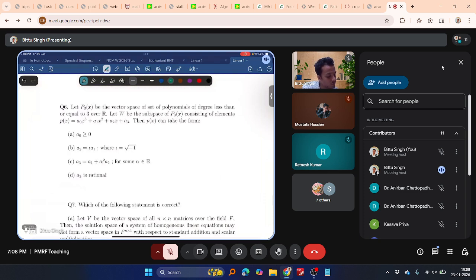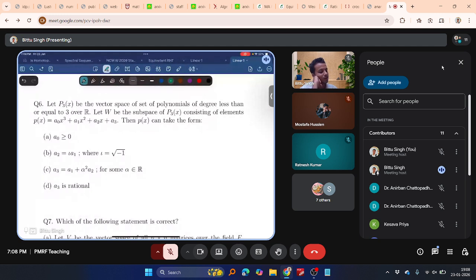In the first example, we are considering P3(R). P3(R) means polynomials of degree less than or equal to 3. Now let W be the subspace of P3(x) consisting of elements like this. Then p(x) can take this form. So we need to find the condition such that W is a subspace.